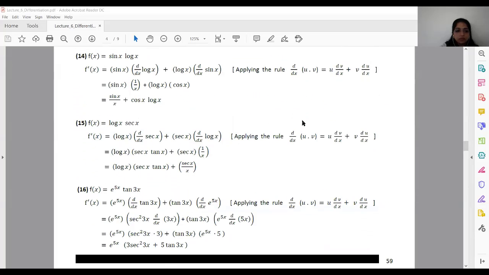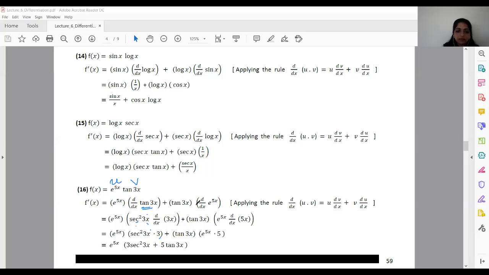Now, the next one. Here u is e raised to 5x, v is tan 3x. So e raised to 5x, keep it same. The derivative of tan 3x: tan is our function, 3x is our theta. The derivative of tan x is sec square, theta remains same, so sec square 3x. By applying chain rule, d by dx of 3x is 3.